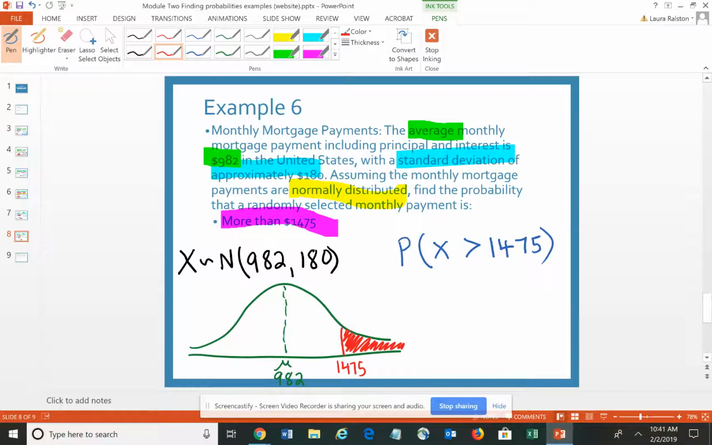So the probability that my mortgage payment is more than 1,475 is pretty small. It's 0.0031, or if you write that as a percentage, it'd be 0.31%. So there's less than a 1% chance that your mortgage payment is going to be more than 1,475.